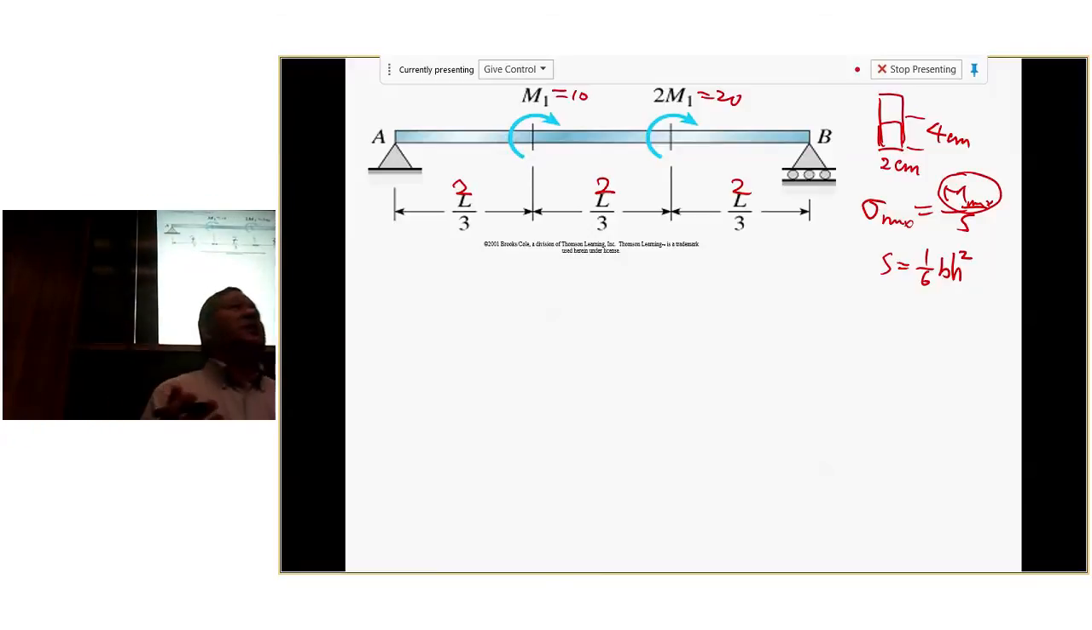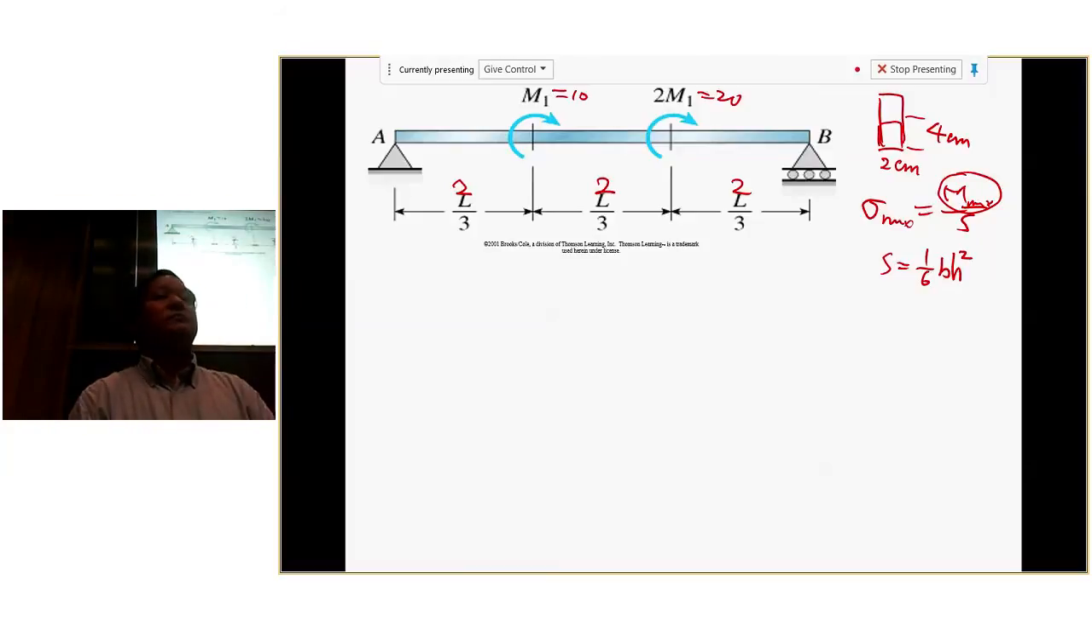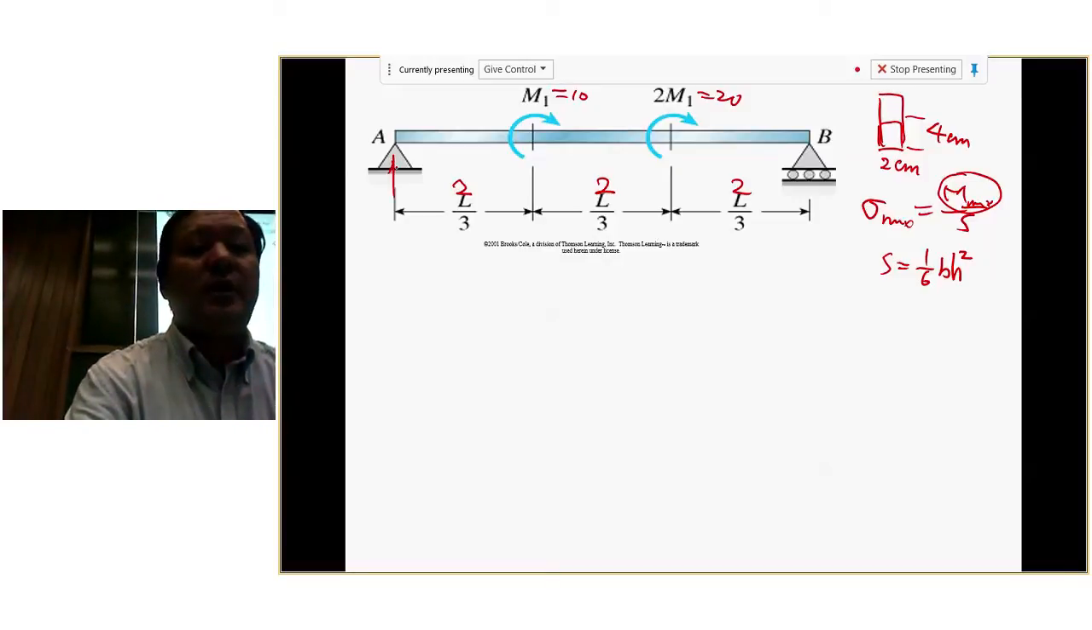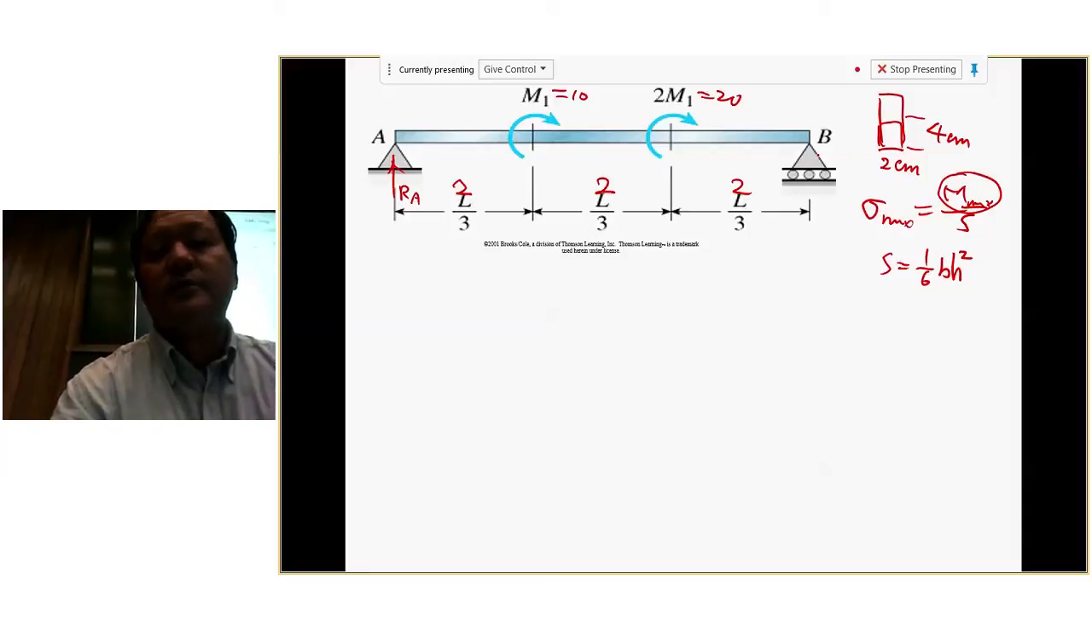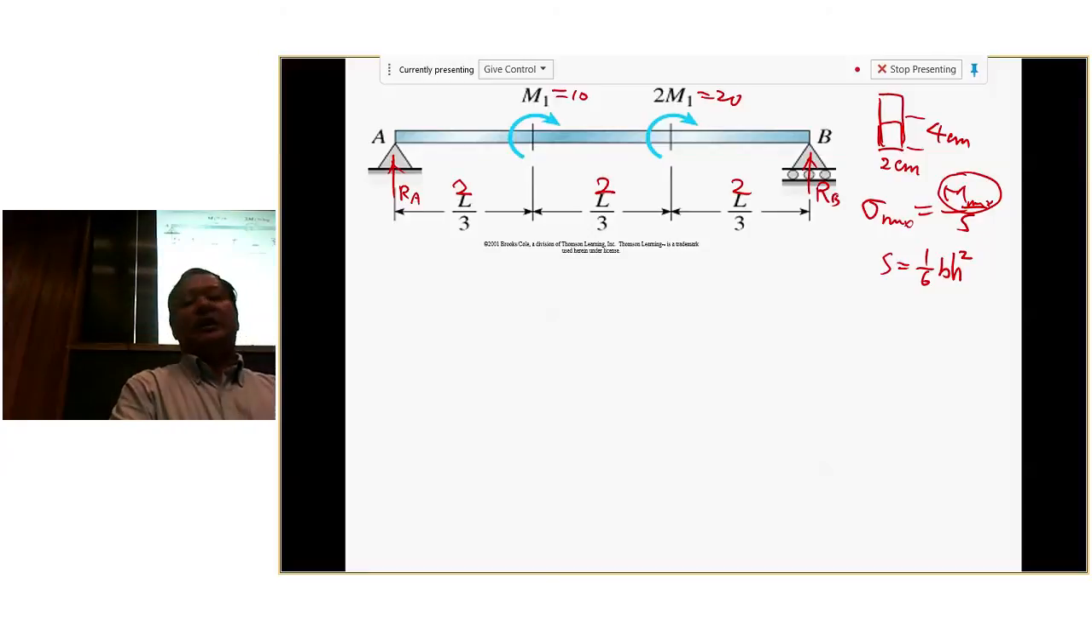How do we determine the M maximum? You need to survey the whole beam. Basically, you draw the VM diagram and find out where the maximum moment is. To draw the VM diagram, what's the first step? You need to find the reactions, right? Step 0. So reaction RA here, RB here. That's a free body diagram. Now, find RA and RB.